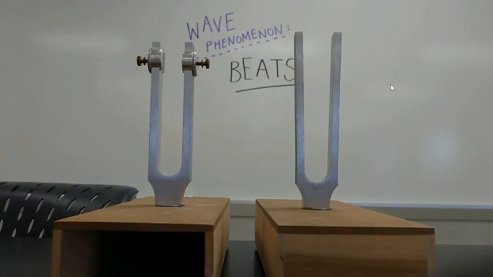Now, as you can see, I have two tuning forks that are the same frequency, but I attached these two objects to one of the tuning forks, and those objects allow me to just slightly adjust the frequency of the tuning fork on the left. So the two frequencies should be slightly different now, and when I hit it, we should hear beats.